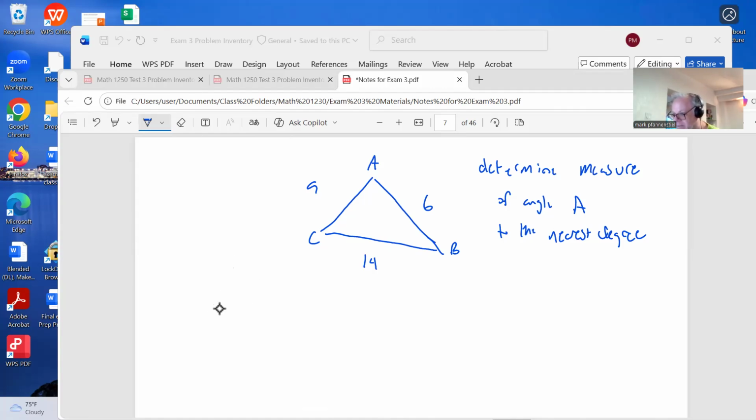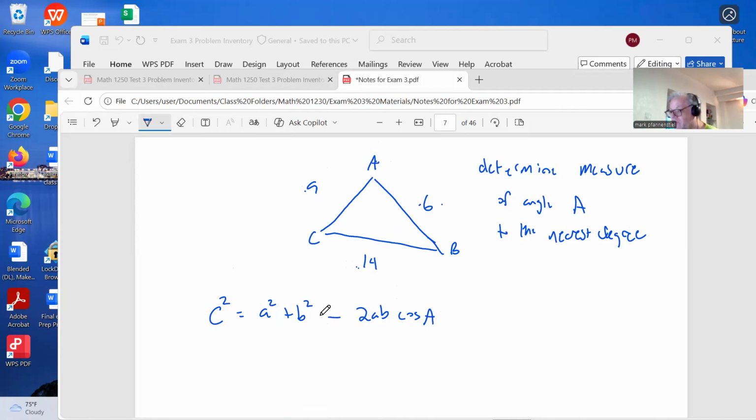So we're going to say we need c squared is equal to a squared plus b squared minus 2ab cosine of the angle between them. That is angle A. So I made my c squared the 14. The a and the b are the 9 and the 6 because the angle between them is the angle A.